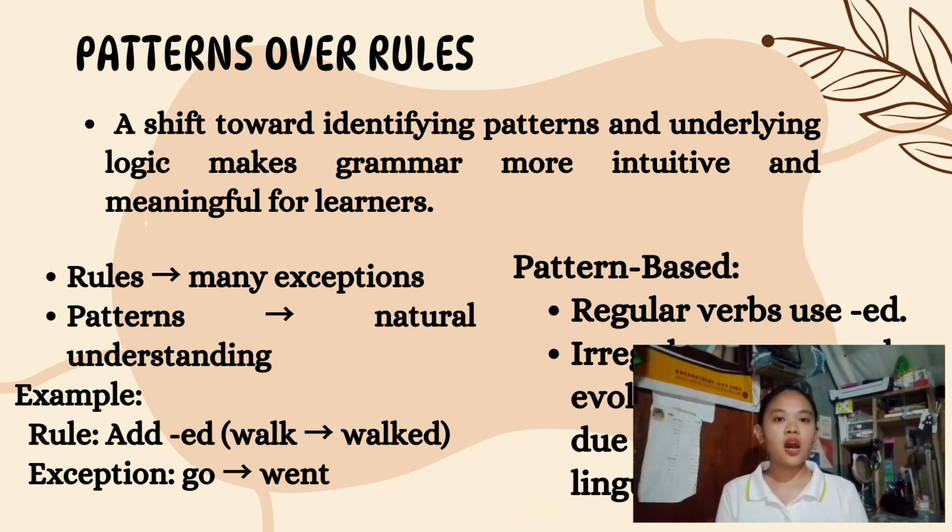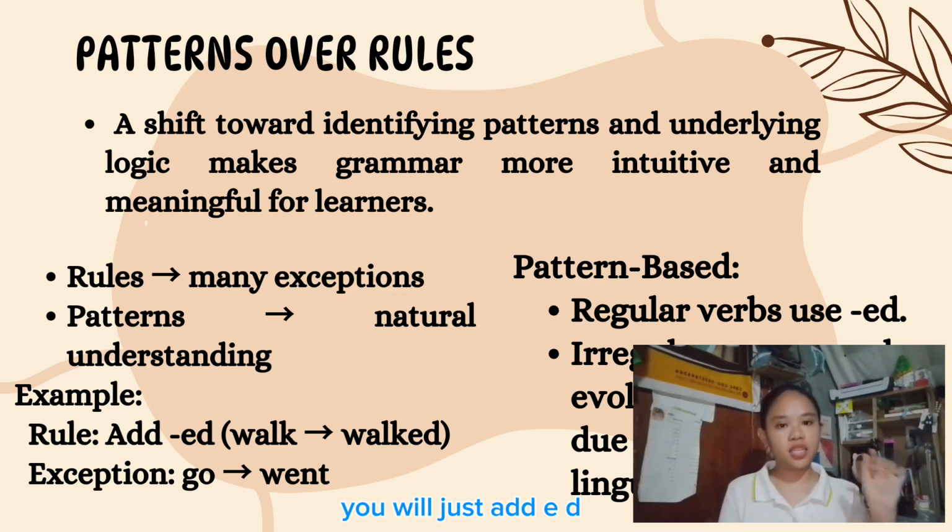Regular verbs are the verbs that follow a pattern when we change them into past tense. We will just simply add -ed at the end of the word. Examples are walk and walked, play and played, and jump and jumped. You will just add -ed at the end of the word.